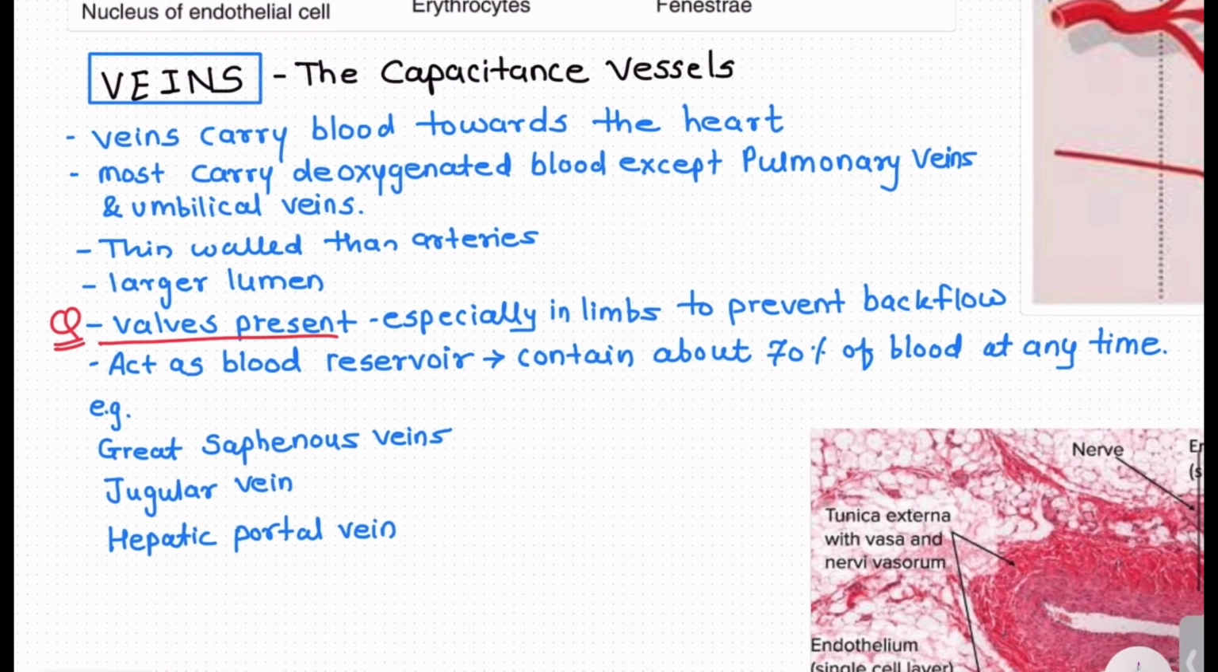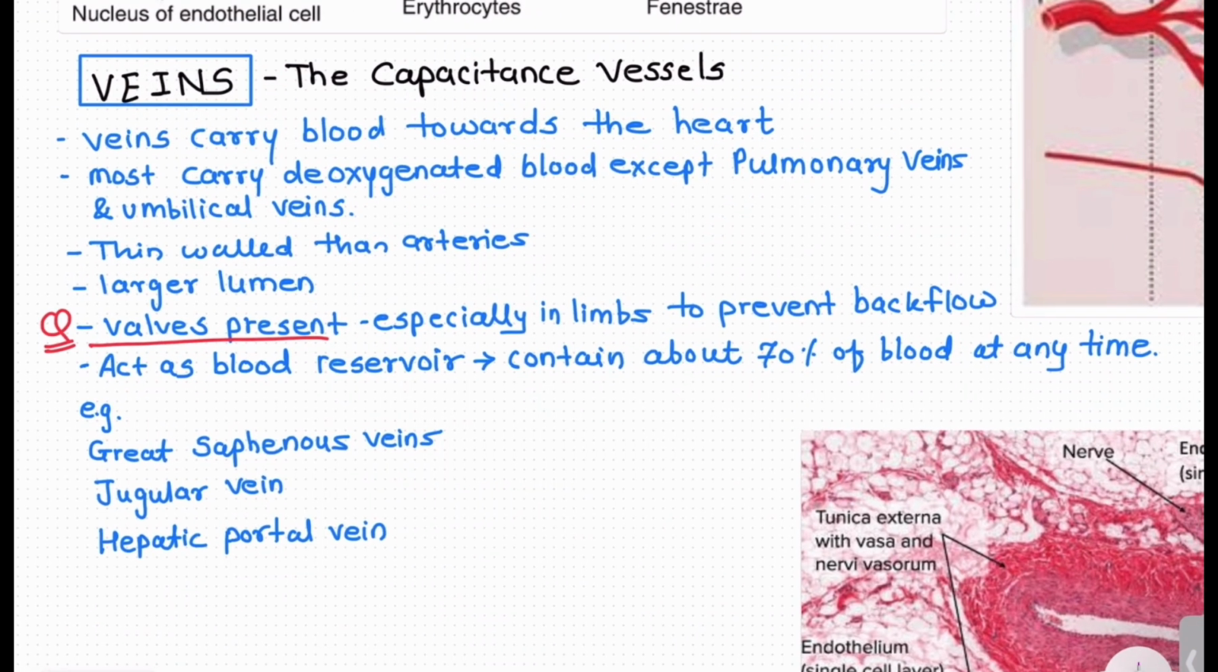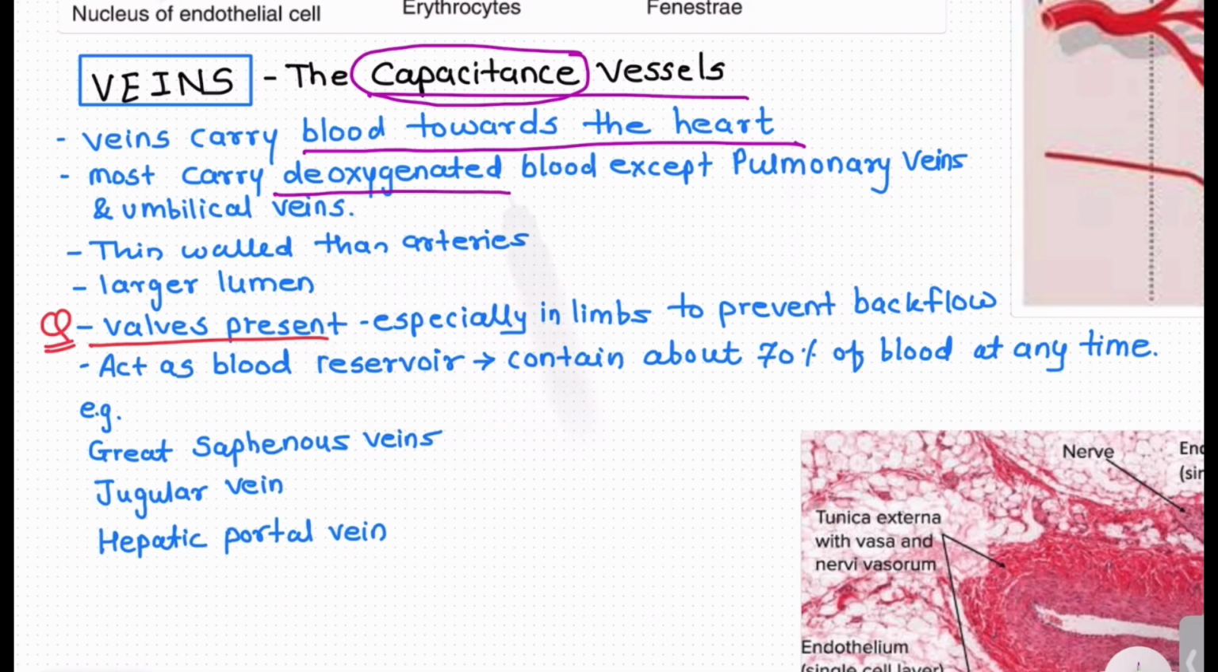Let's see what veins are. Veins are the capacitance vessels. They are called capacitance vessels because at resting phase they store 60 to 70% of blood. They are very stretchable, thin and flexible. They carry blood towards the heart. They contain deoxygenated blood except pulmonary veins and umbilical veins.